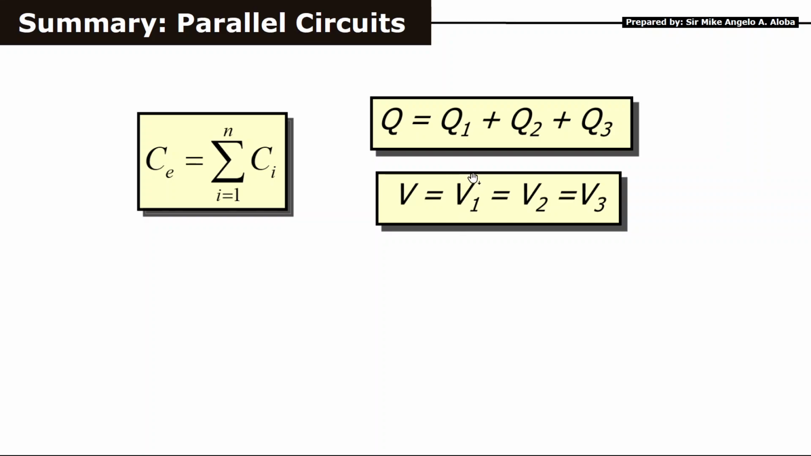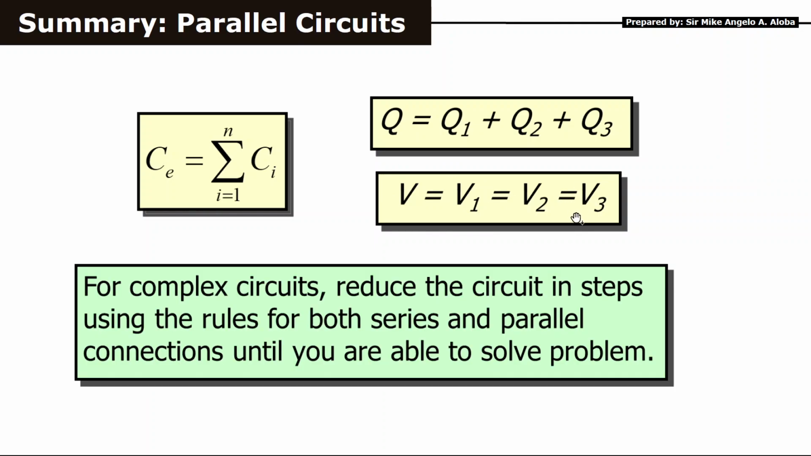Okay? Individual capacitors are connected with the same source. So VT, or the total voltage, is equal to V1, is equal to V2, is equal to V3. So, okay, for complex circuit, because hindi naman lahat ng circuits ay simple, for complex circuit, you just need to reduce the circuit in steps using the rules for both series and parallel until you are able to solve the problem. So that's my tip. And that's a tip of the textbook.